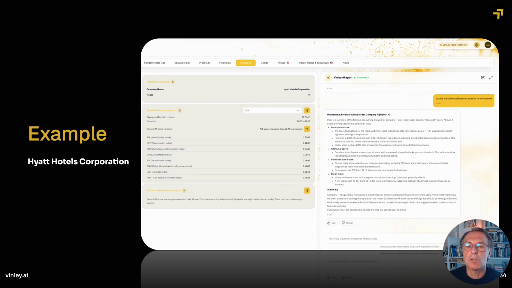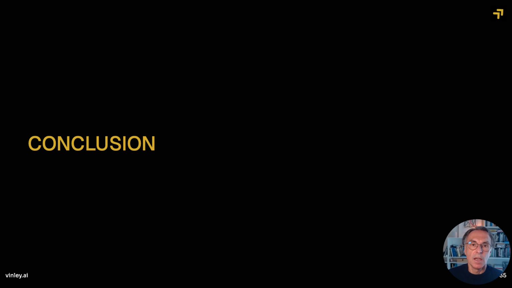And then you see on the right-hand side, I just clicked here on the arrow, and it sends this prompt: provide a multi-annual forensic analysis for company H, because of course I had selected company H here. And it will provide me the results and interpretation. So again, I'm just showing you how I execute a typical investment process using VinleyAI. Voilà, that's it. So I will just conclude in the next very short lecture.